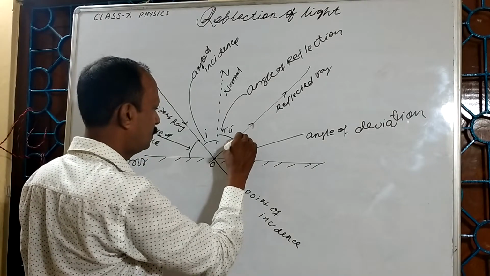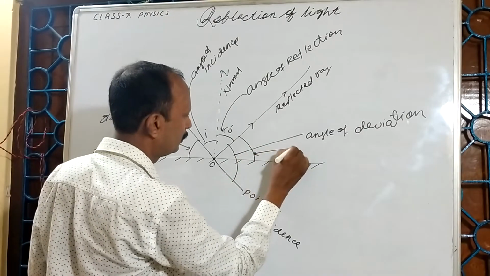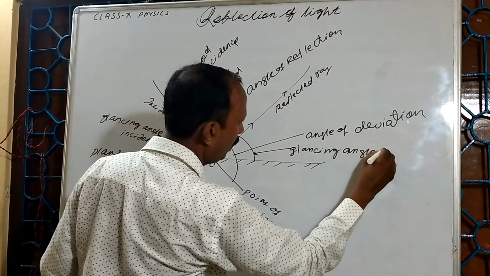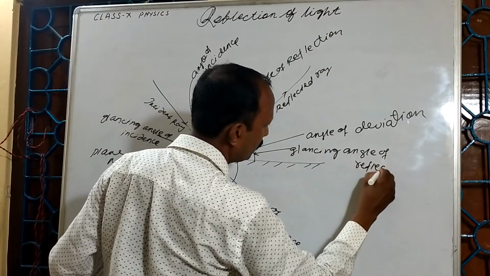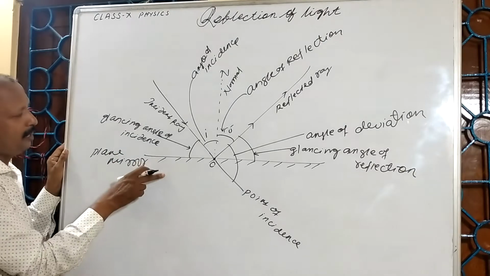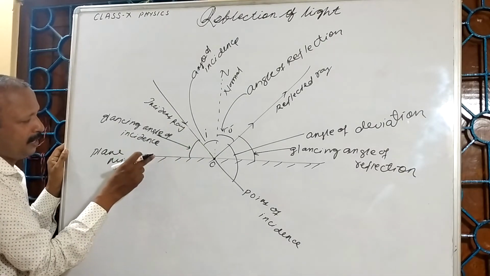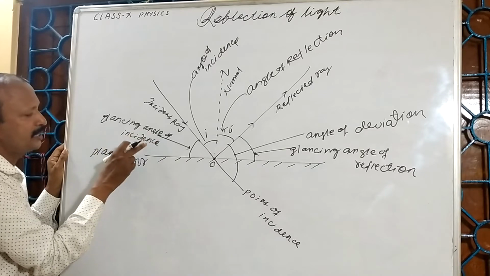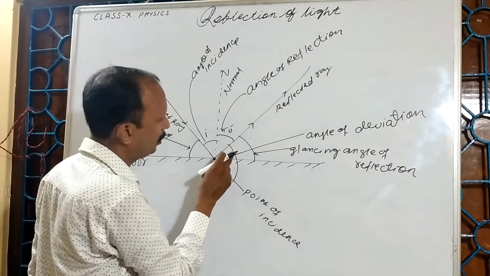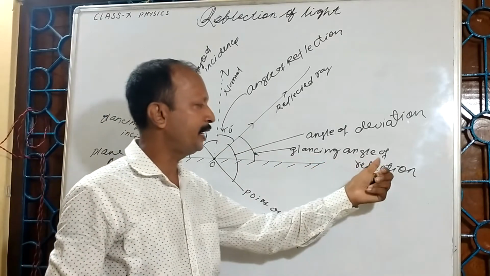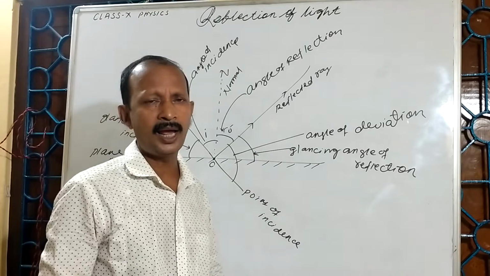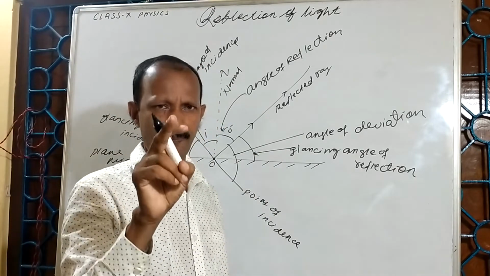Okay, and this angle is called the glancing angle of reflection. Glancing angle of incidence means the angle between the incident ray and the reflecting surface is called the glancing angle of incidence. The angle between the reflected ray and the reflecting surface is called the glancing angle of reflection. These points are very essential to study about the reflection of light.